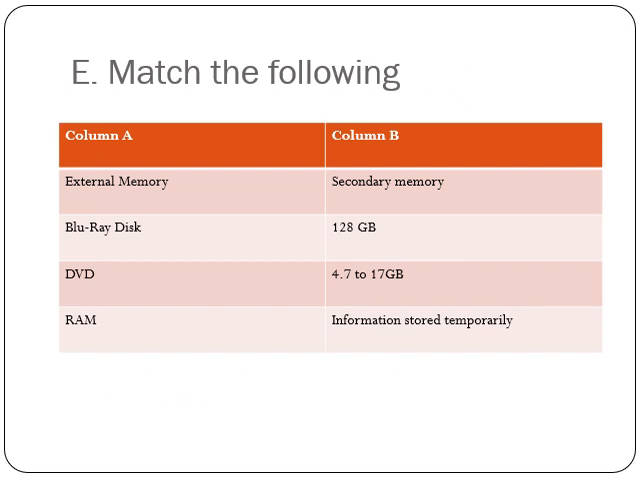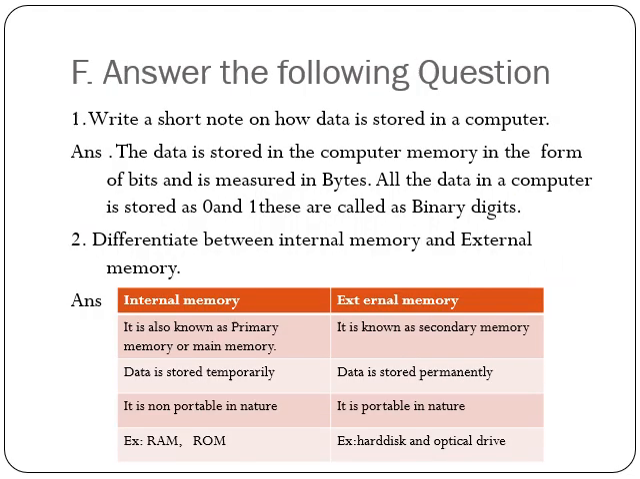Match the following. It's already done for you. External memory is secondary memory. Blu-ray disc 128 GB, DVD 4.7 to 17 GB, RAM information stored temporarily. Answer the following.